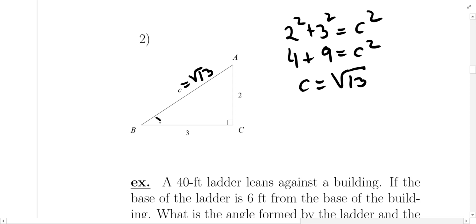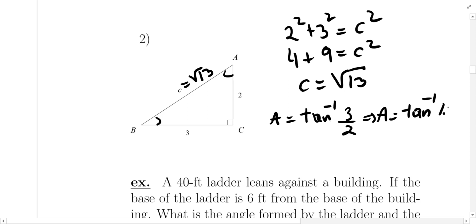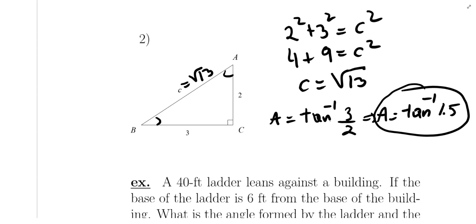Now to find the angles A and B, I just need to use an inverse trig function. So the angle A is going to be inverse tangent, so tangent to the -1 of opposite over adjacent, so 3/2. So A is arctan of 1.5. Again, this is a legitimate answer. You can leave your answer like this. If not, you can put it in your calculator and find out the degrees.